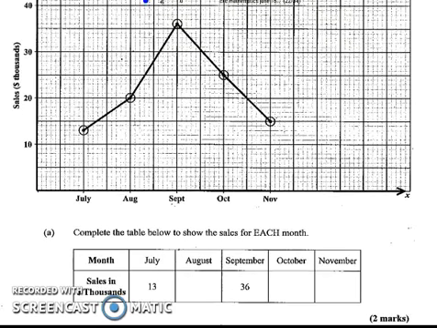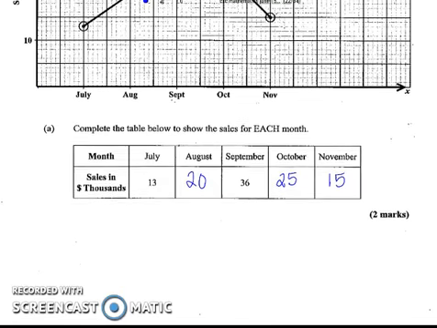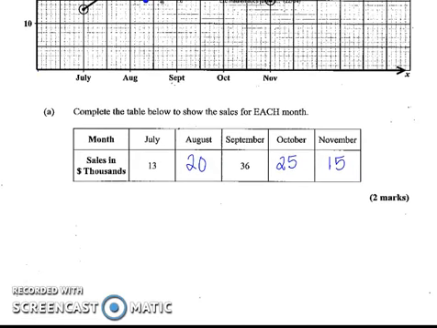All right, so let's complete the table. For the month of August, we can easily see that the sale was $20,000. So write 20 here. In October, the sale was $25,000. So write 25 here. And in November, the sale was $15,000. So write 15 there. So the first thing we're asked to do is to complete this table.